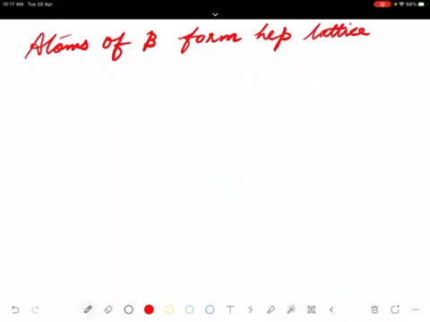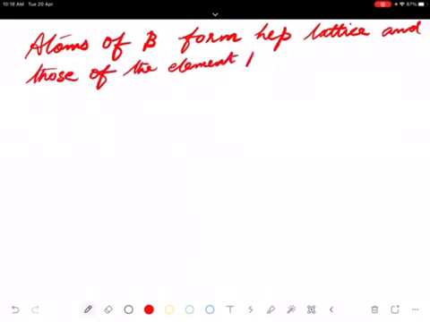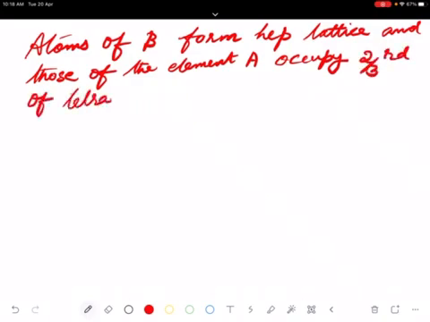HCP lattice, and those of element A occupy 2/3 of tetrahedral voids.